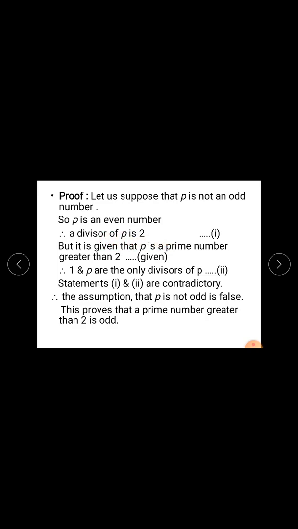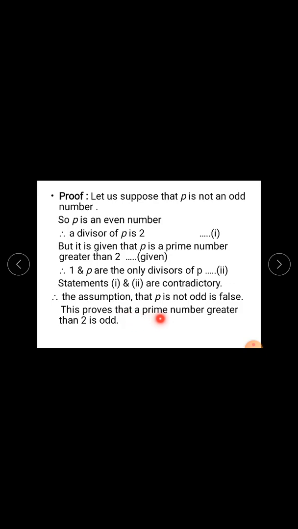Now, see statement 1 and statement 2. What is in statement 1? A divisor of P is 2. But what is statement 2? 1 and P are the only divisors of P. So, statements 1 and 2 are contradictory. Therefore, the assumption that P is not an odd number is false.